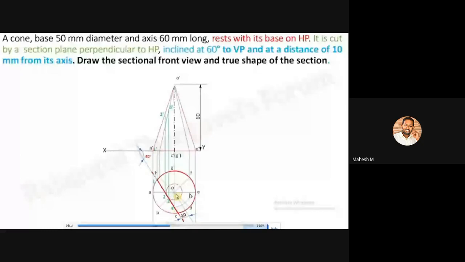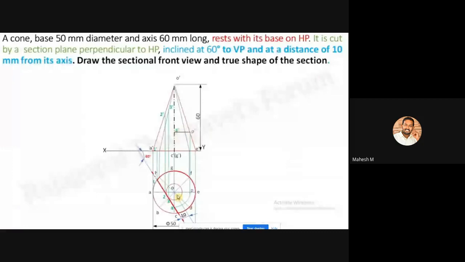Okay, then what is our procedure? You have to create the vertical line up to the generator. The generator is O dash to E dash. So we have projected up to O dash to E dash. Then what is our next procedure? You have to create a horizontal line from this point. If we create a horizontal line up to the axis, you will get the cutting point. So this one is our cutting point, and we can name it as 4 dash.